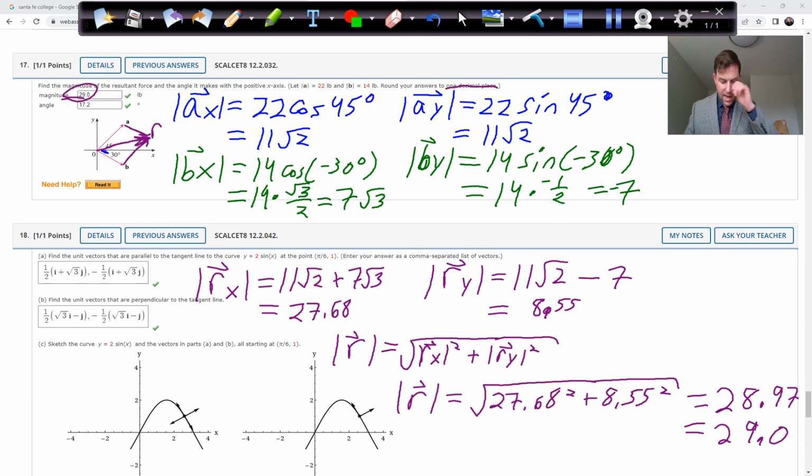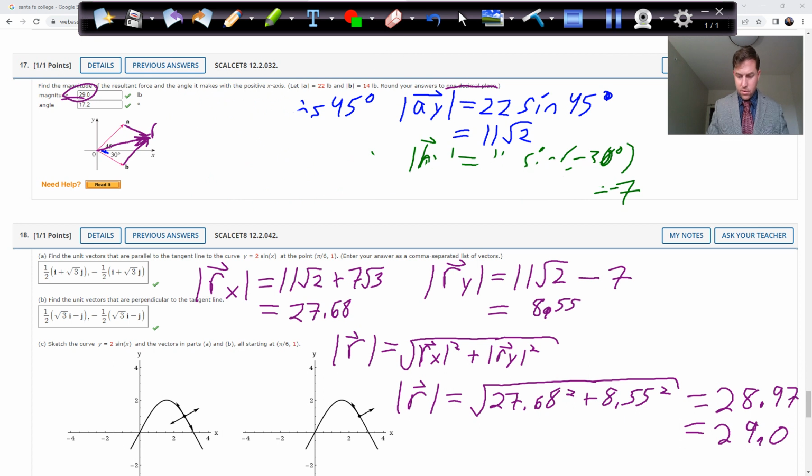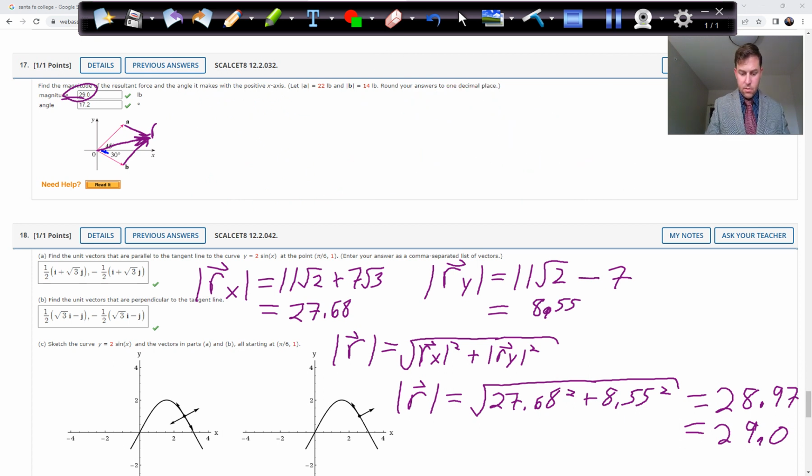Okay, now for the angle. Boy, I ran out of room. Let me get rid of some of this so I can do the angle. Okay, the angle comes from trig, and let's just draw this triangle. So we know we have this resultant. It has an x component, it has a y component. This is 90 degrees. This length is 27.68.